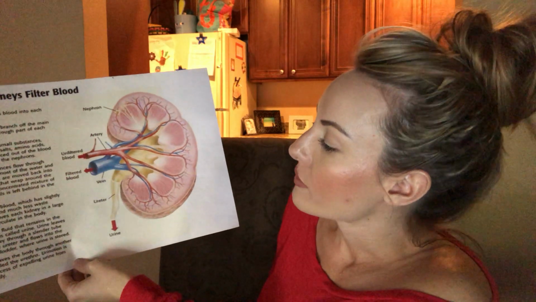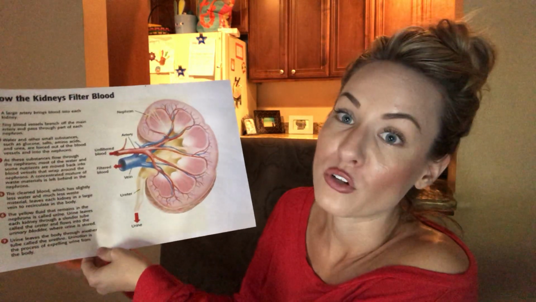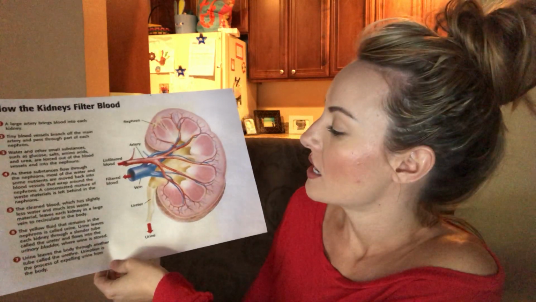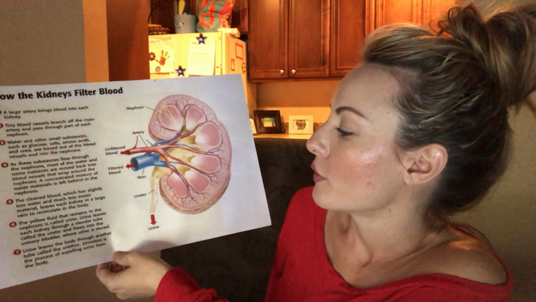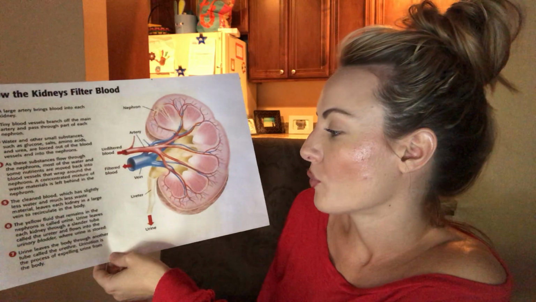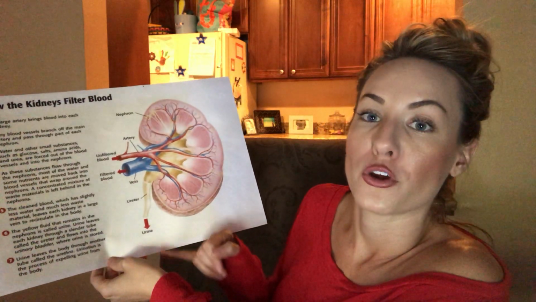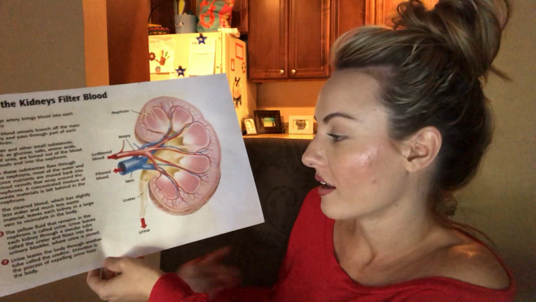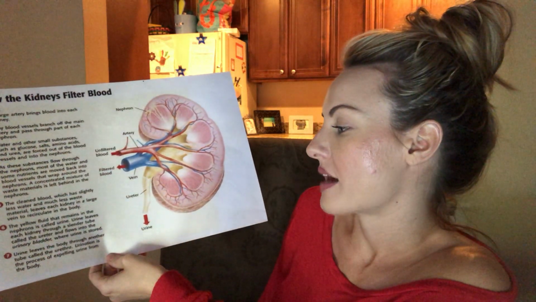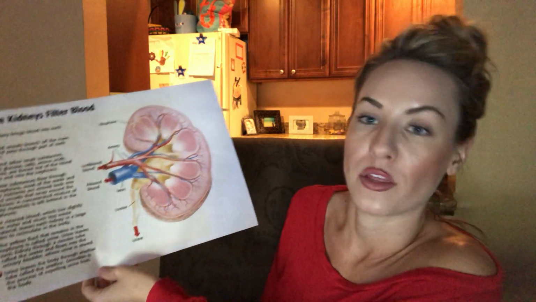The yellow fluid that remains in the nephron is called urine. Actually, it would be called filtrate because it's still being processed. Then the filtrate leaves the kidney as urine through a slender tube called the ureter and flows into the urinary bladder, which is where it's stored. And then the urine leaves the body through another tube called the urethra and is excreted out of the body.